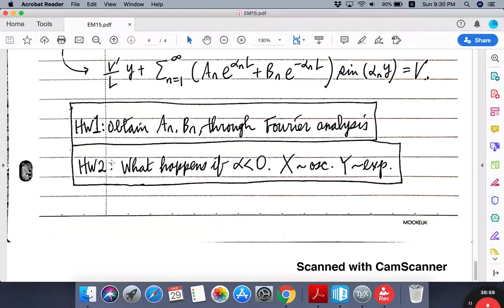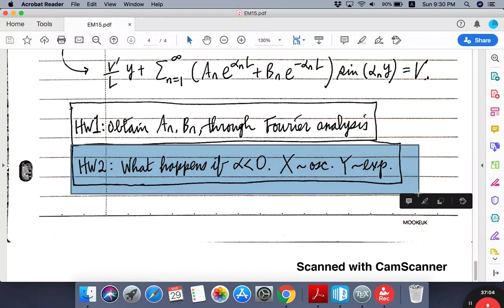Now, under those conditions, can we still find a solution which satisfies all the boundary conditions? If yes, then you should be able to work out the solution. If not, then you should be able to explain to me why this assumption of alpha less than 0 fails to produce the desired solution. In any case, your consistent answer will be required, and that will be homework number 2.